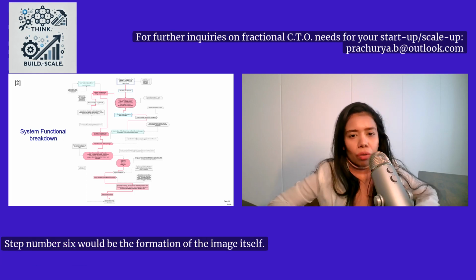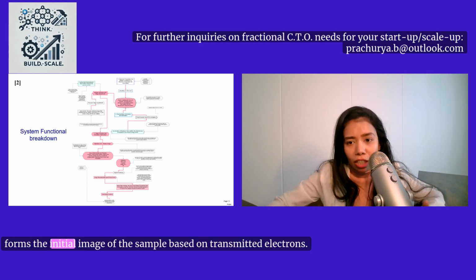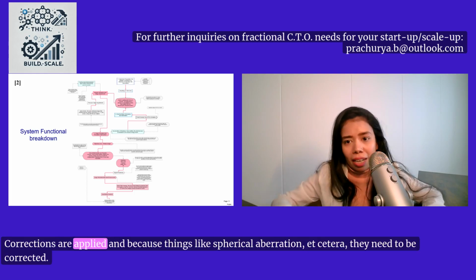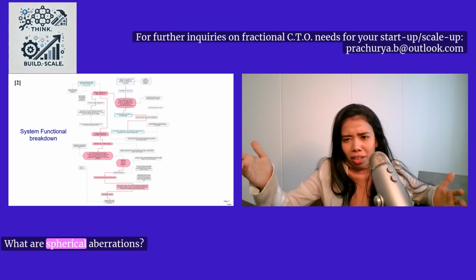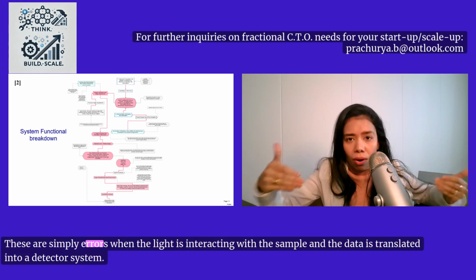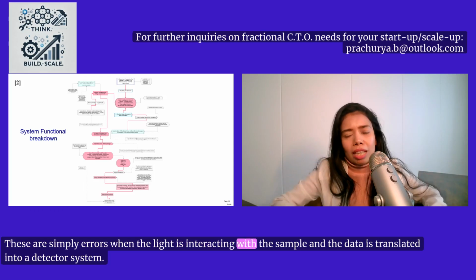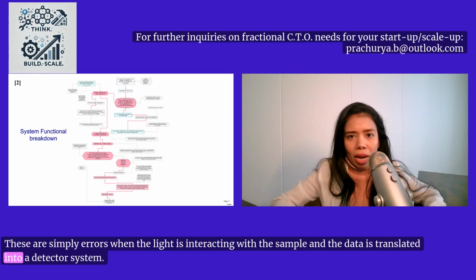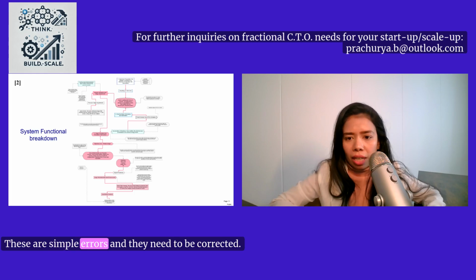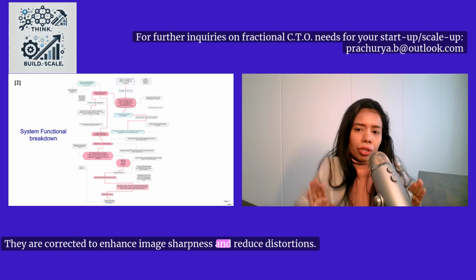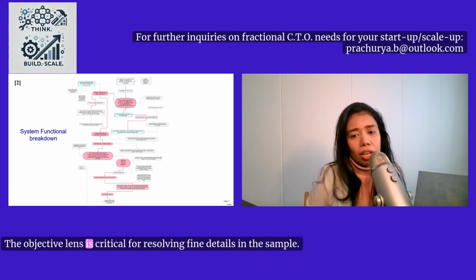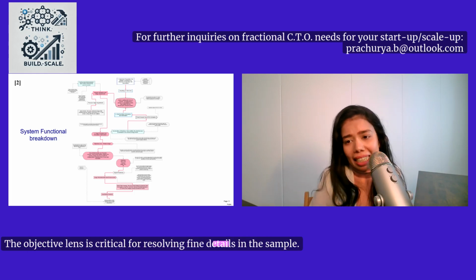Step number 6 would be the formation of the image itself. The objective lens forms the initial image of the sample based on transmitted electrons. Corrections are applied, because things like spherical aberration need to be corrected. What are spherical aberrations? Don't worry about it. These are simply errors when the light is interacting with the sample and the data is translated into a detector system. These are simple errors and they need to be corrected. As simple as that. They are corrected to enhance image sharpness and reduce distortions. The objective lens is critical for resolving fine details in the sample.